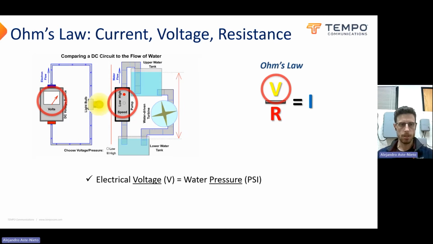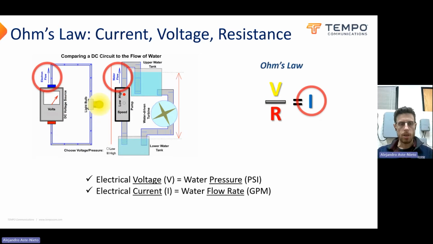So in the image on the left, we're moving electrical charge. We're moving electricity in a circuit. In the image on the right, we're moving water through the circuit. And the motivating force there in electricity is voltage, and in water is water pressure. You can think of those as similar ideas.